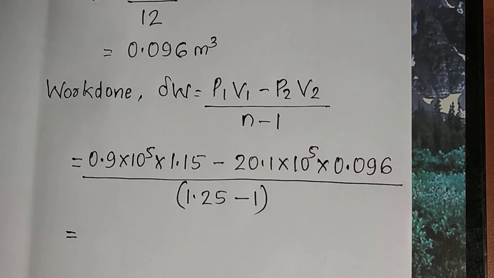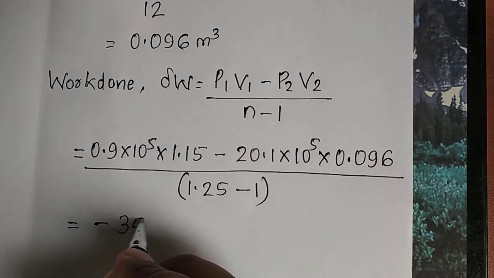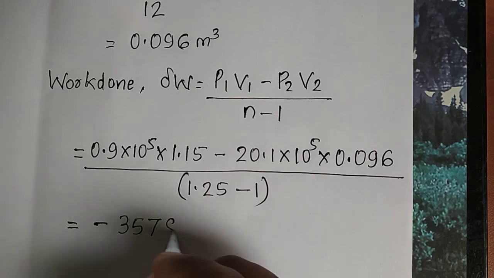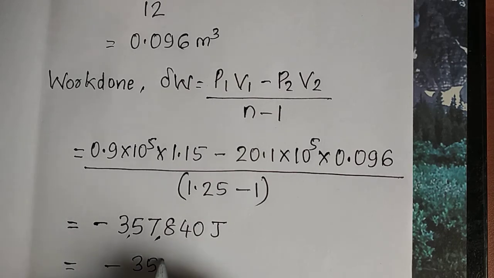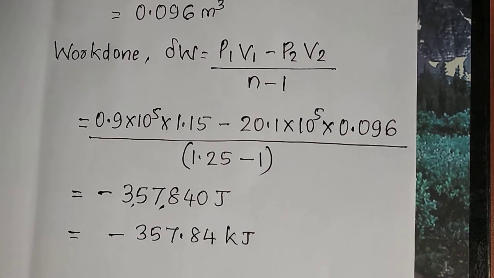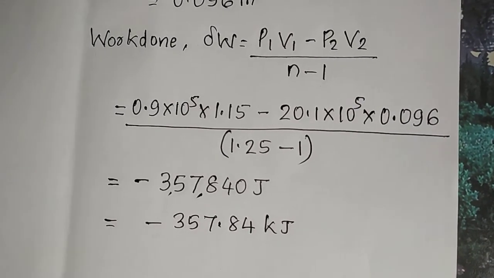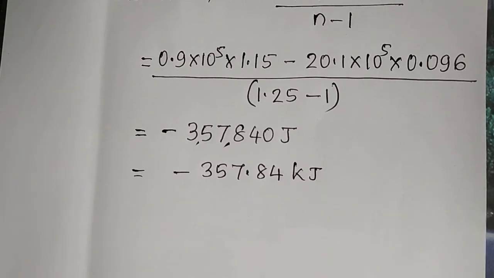Calculate it, you will get the answer as minus 3,57,840 joules, or it is nothing but minus 357.84 kilojoules. That is minus because the work is done on the system. When the work is done on the system, it is negative. Then, upon calculating the value of work done, take the PVT relationship.